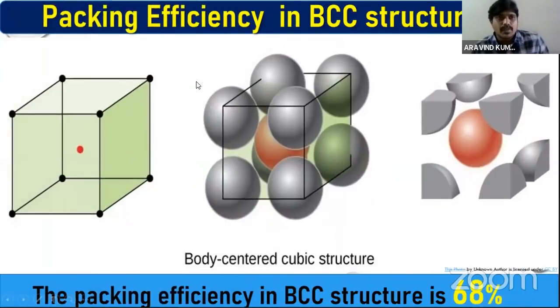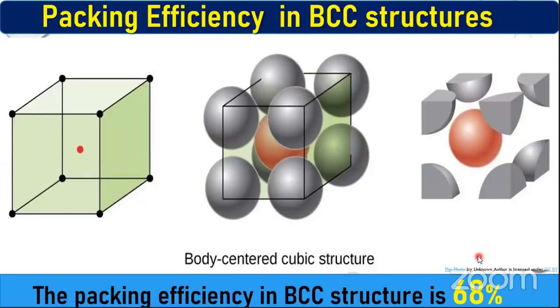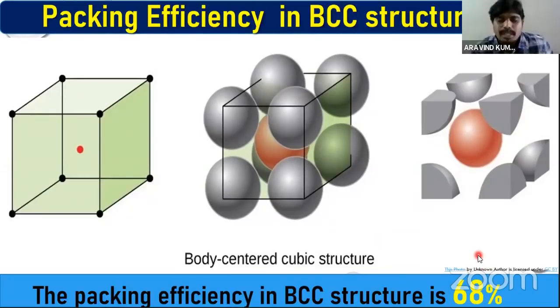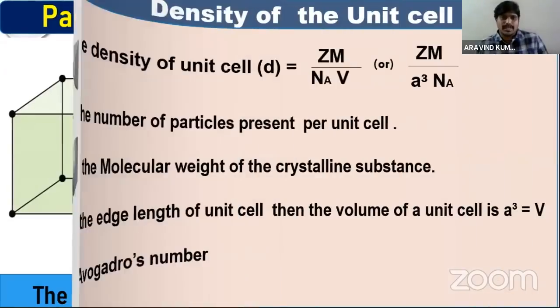Let us go for the next one. Packing efficiency of BCC. This is 68%. I'll just give the value. Now, overall, the packing efficiency of a simple cube is 52%, FCC is 74% and BCC is 68%, children.